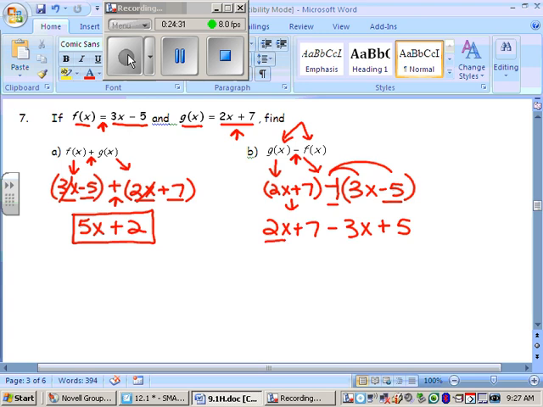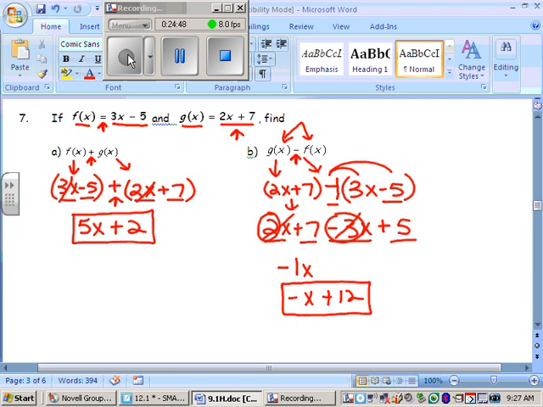From here, we can combine like terms. So if we were to add the 2 and the negative 3 together, we get a negative 1x, or negative x. When we add our constants, we get 12. So our final answer in standard form is negative x plus 12. And that completes the lesson on adding and subtracting polynomials.